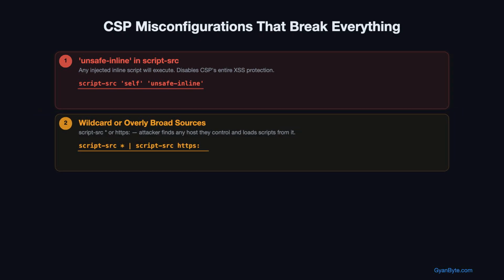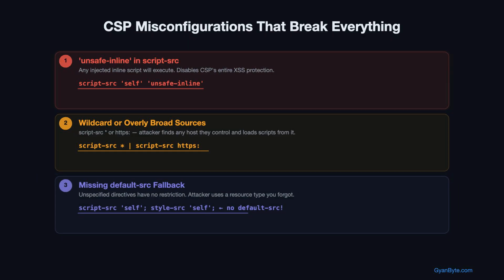Mistake 2. Using wildcard or overly broad sources. Script-src * means scripts can load from anywhere. Even script-src https: is dangerous. The attacker just needs to find any HTTPS domain that hosts a script they control. A JSONP endpoint, a CDN with user uploads, game over.